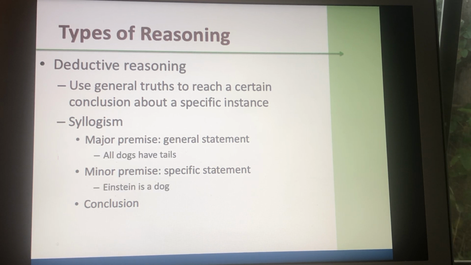Here's syllogism in the works. We start with a general statement. All dogs have tails. Einstein is a dog, so Einstein has a tail. We can make that conclusion. We've all heard of that sort of logic of if A equals B and B equals C, then A equals C type thing. Okay?